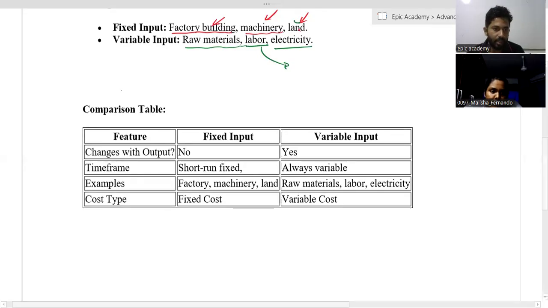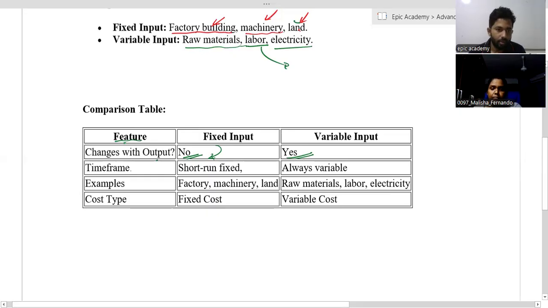Now you can identify very easily. Feature: change with the output. No, fixed input is not going to change with the output. Fixed means machineries, factory building, land, something like that. They are not going to change with the output level. Output means final production quantity. Variable input, yes, it's going to change. With raw material, labor, electricity, water supply, each and everything can change related to the production level, the production quantity.